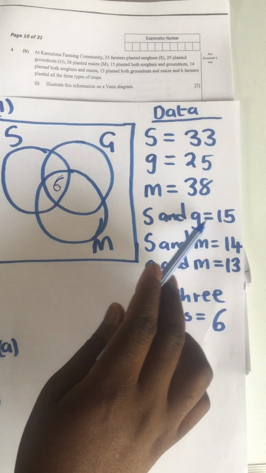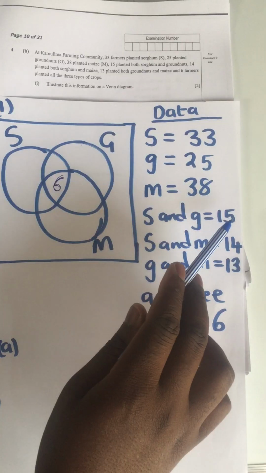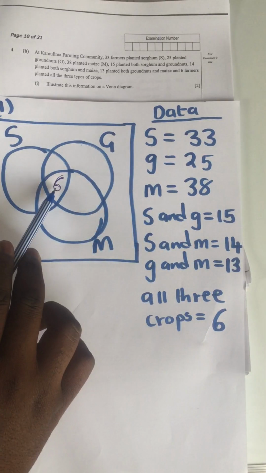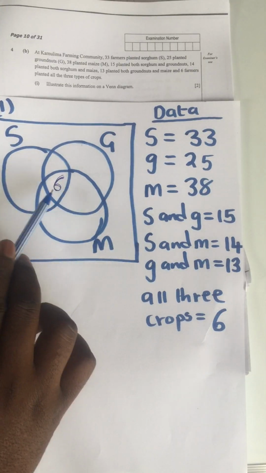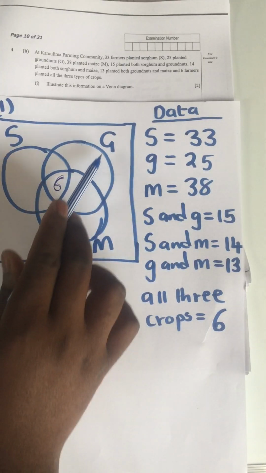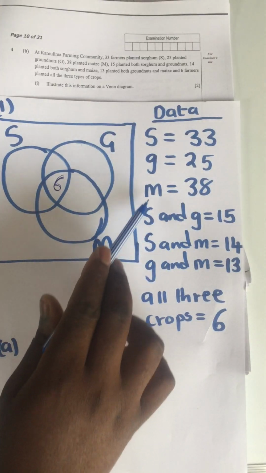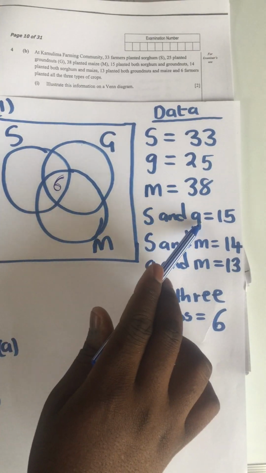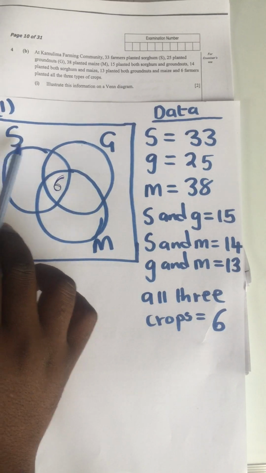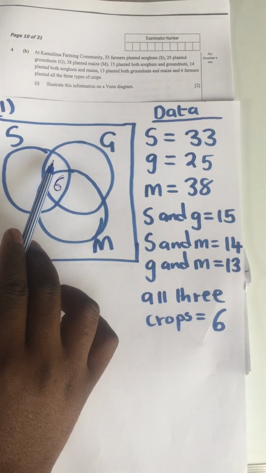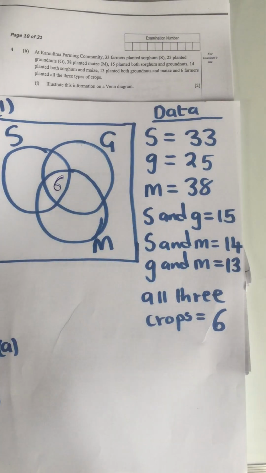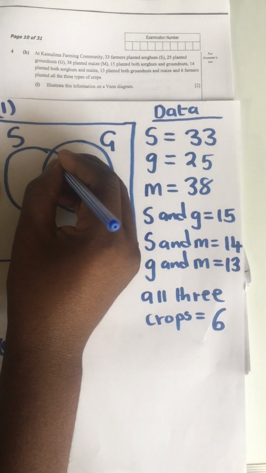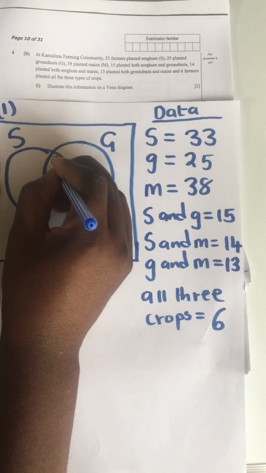So sorghum and maize, it's what? 15. So you say 15 minus 6. Always this is what you do for you to find the answers here. You get the answers for sorghum and maize, sorghum and groundnuts. You check sorghum and groundnuts. So I want to put here. For sorghum and groundnuts, it's 15. So you say 15 minus 6, it's 9. So here you put 9, just like this.